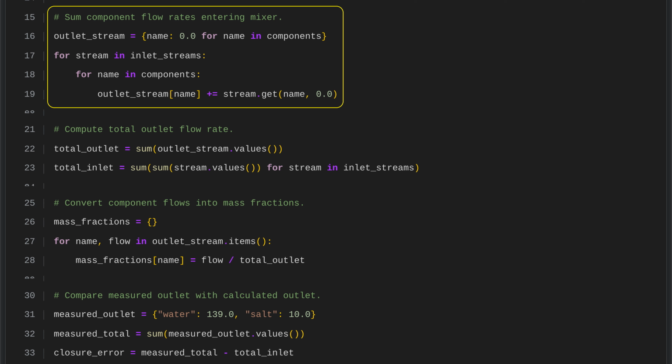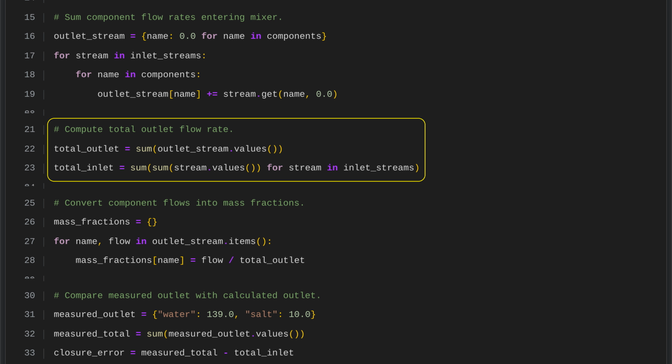Create an outlet stream with all component flows set to 0. Then add the matching component flows from each inlet stream. If an inlet stream lacks a component, treat its flow as 0. This produces the total flow for each component, which can then be used to calculate overall flow and composition.